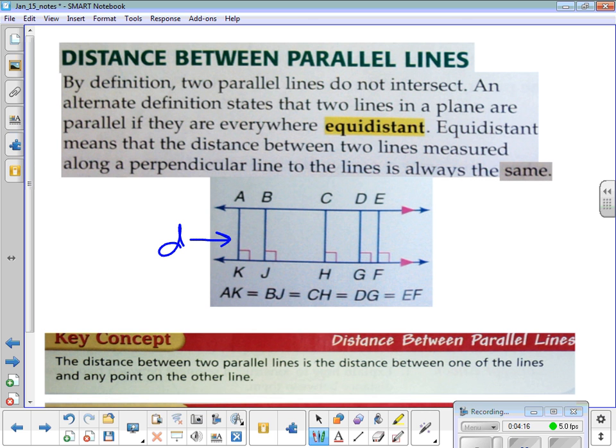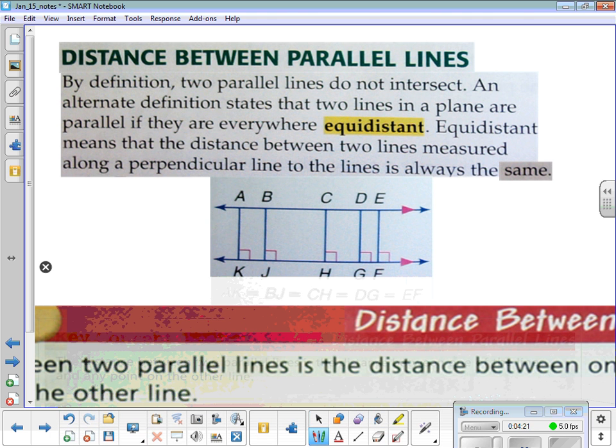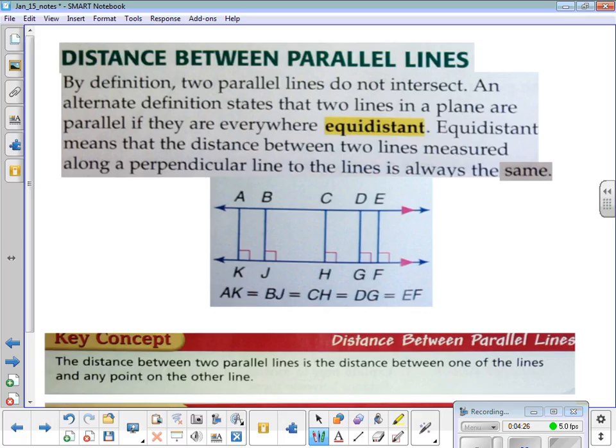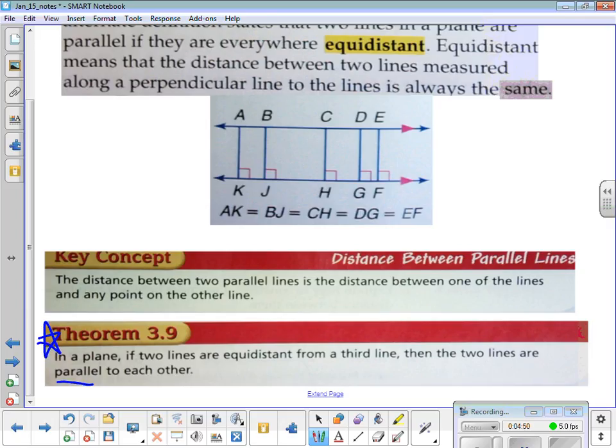Now here comes our neat little theorem, or a concept. The distance between two parallel lines is the distance between one of the lines and any point on the other line. So we just have to find a point. Here we have, in a plane, if two lines are equidistant from a third line, then the two lines are parallel to each other. A nice little theorem to think about. Make sure you get that written down.